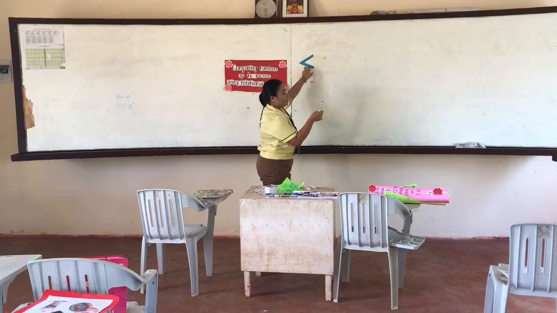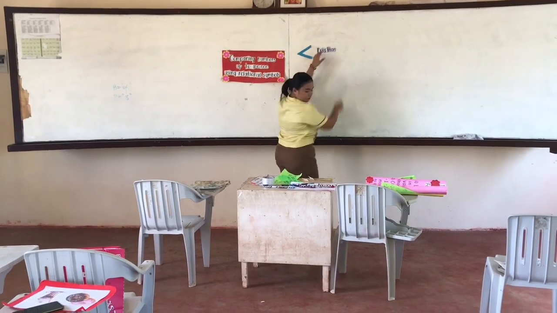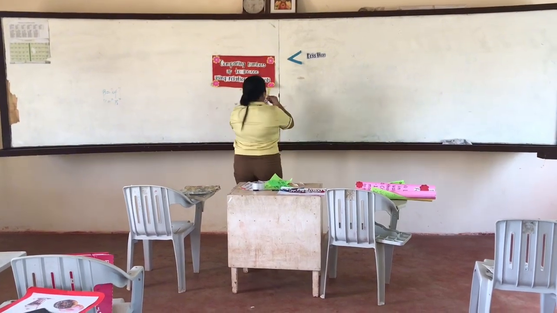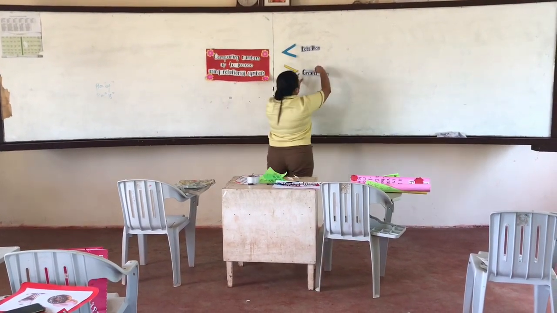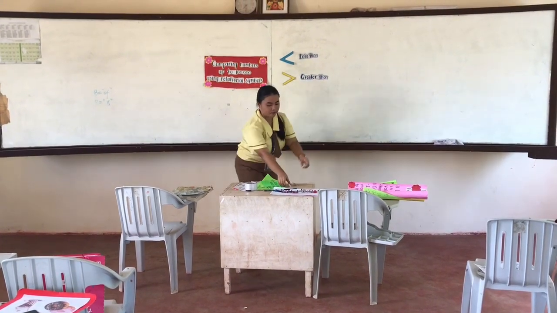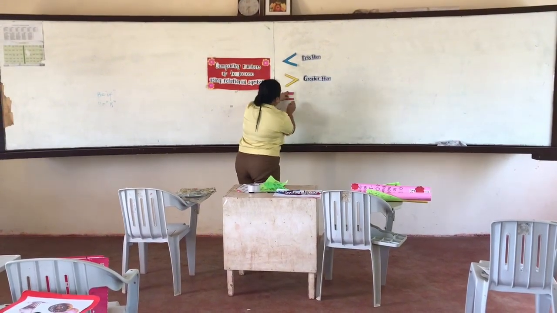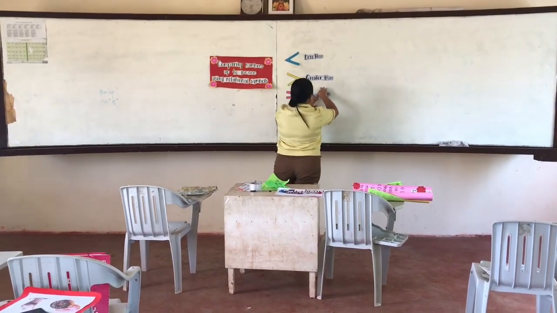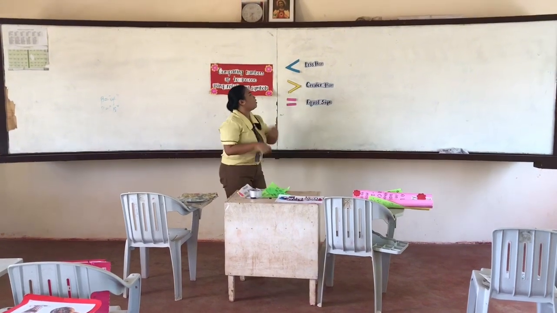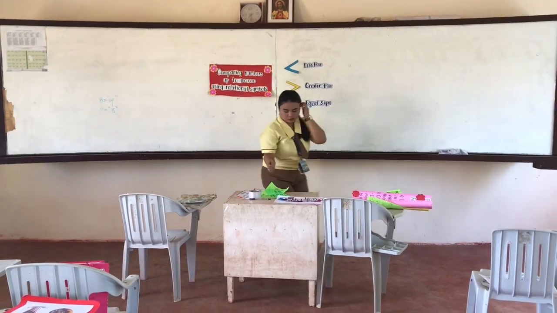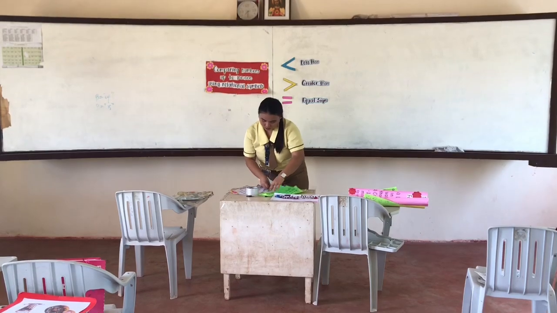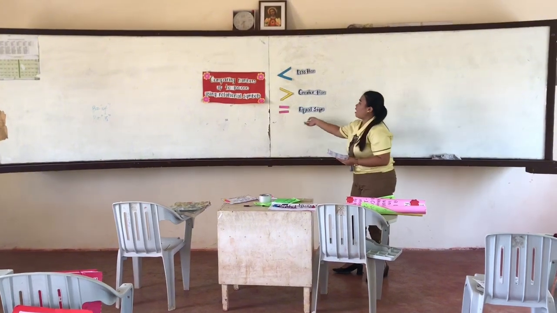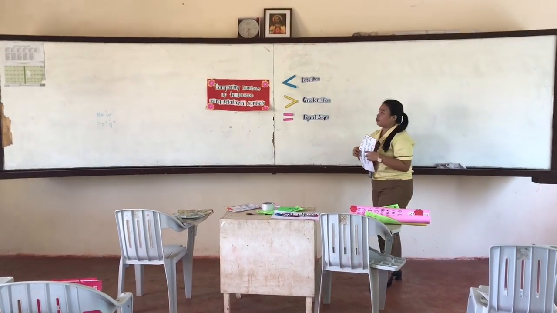This symbol is what we call less than. And this symbol is what we call greater than. And this symbol is what we call the equal sign. So now, when do we use less than? These relational symbols are the symbols that we're going to use in comparing numbers.